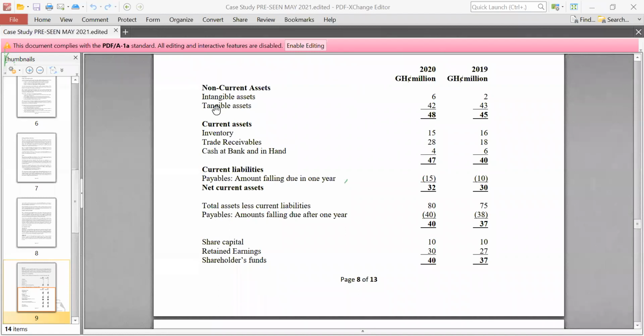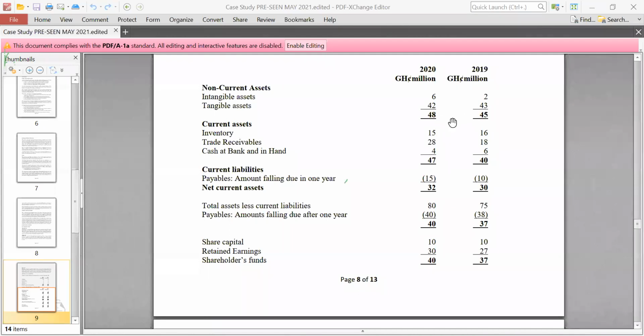Then what about tangible assets? We have no breakdown, but if you look here, they have motor vehicles. So I'll just say it's flat: 42, 43, not much of a difference. If you look at inventory as well, it also seems to be flat, not too much of a difference.